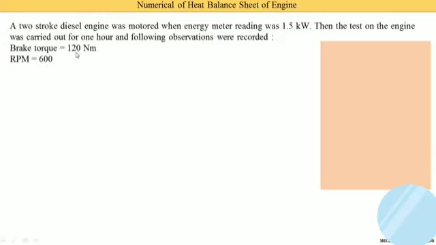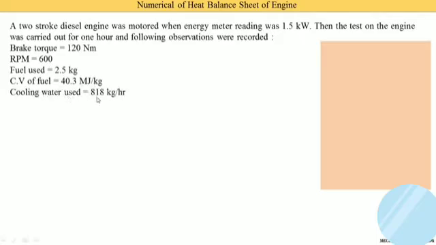First one is the brake torque is equal to 120 Newton meter, RPM 600, fuel use is 2.5 kg written here, okay, but this data is for 1 hour, means by default in 1 hour 2.5 kg diesel is used. CV of the fuel, means calorific value of the fuel, is 40.3 megajoule per kg.